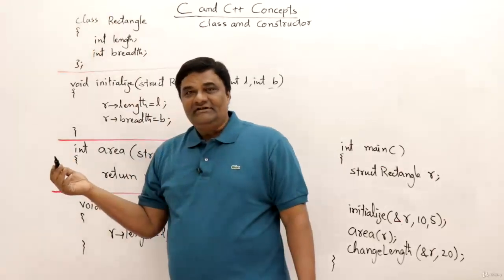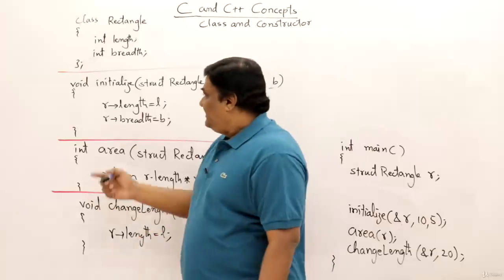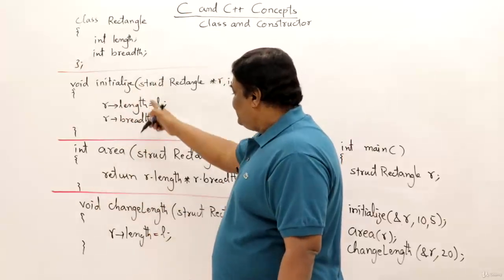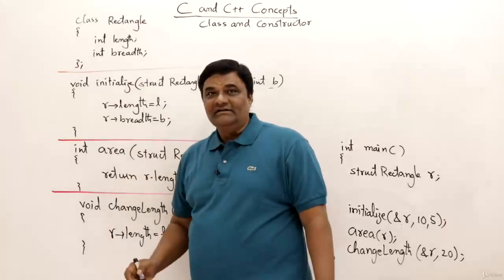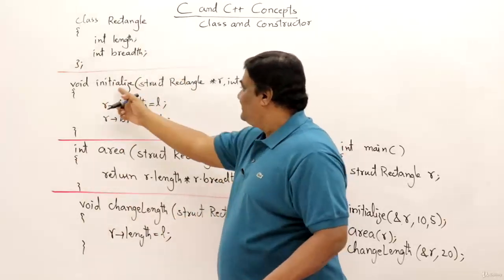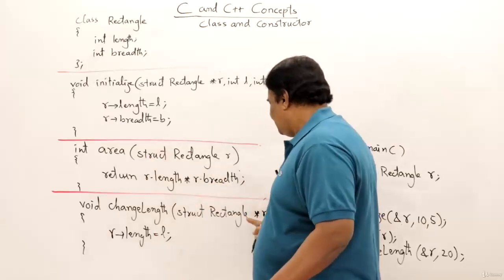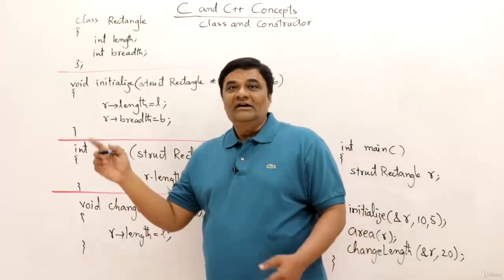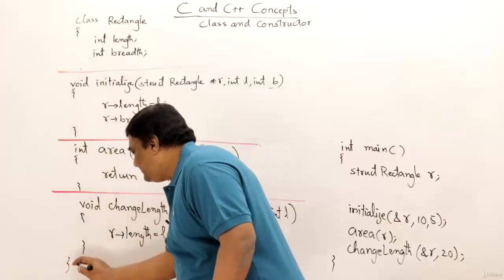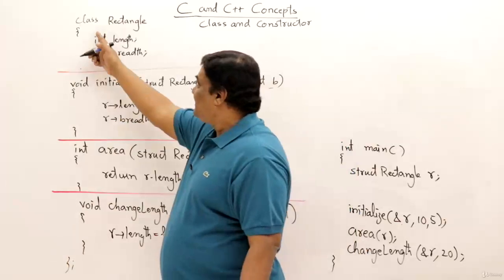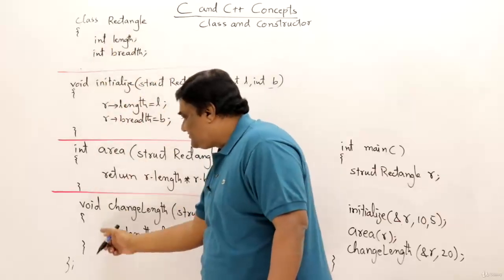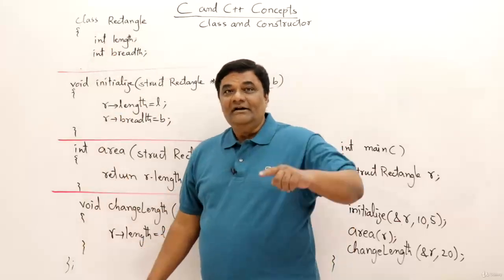Now, the structure is converted to a class. Then these functions, initialize, area, change length, are meant for that structure only. If that structure is not there, there is no use of these functions. See, it is taking rectangle, taking rectangle, taking rectangle. So now the question is, why are they outside? Include them inside the class. So the class starts from here and ends here. Now the class contains data members as well as functions. These functions have become a part of the class now.